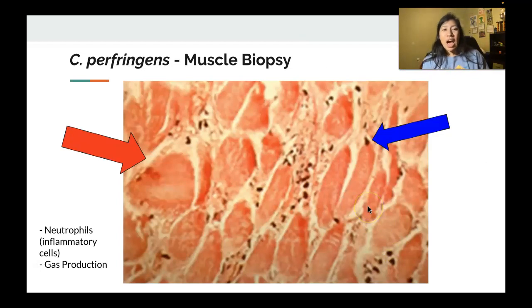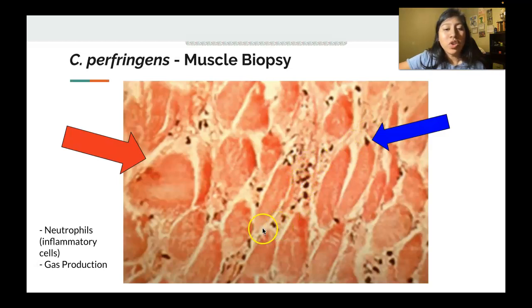Okay, so this is a muscle biopsy, and I wanted to explain what we basically just talked about in this muscle biopsy. So right here, this patient actually had Clostridium perfringens. You can see in this image right here, these little dots actually represent neutrophils. So the body's going under the inflammatory response, so it's sending the immune system cells to that area to try to contain the foreign substances that are happening here.